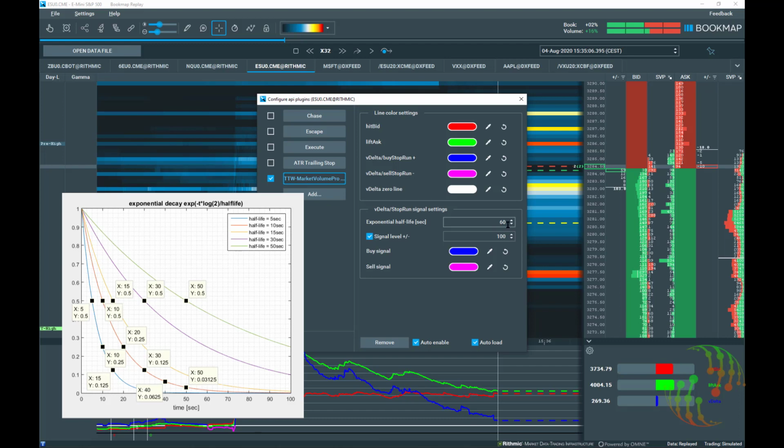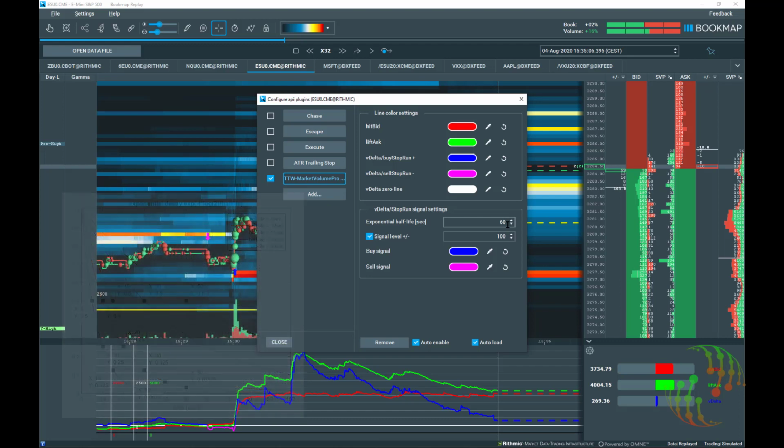Practically, you will see a different speed or length of vDelta here and bid-ask curves. It can be used to time signals for different instruments which trade with smaller or bigger liquidity. Values must be determined experimentally for each instrument. For ES futures, I found that a decay time of 60 seconds and a signal level of 100 is a good start.